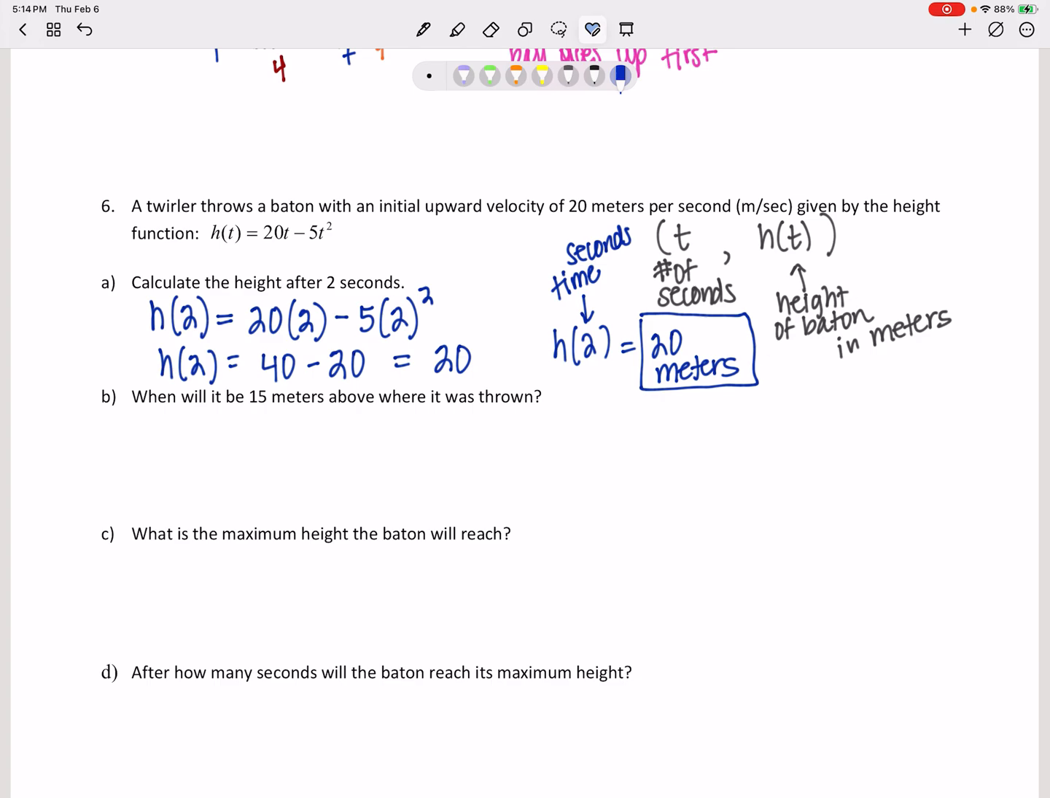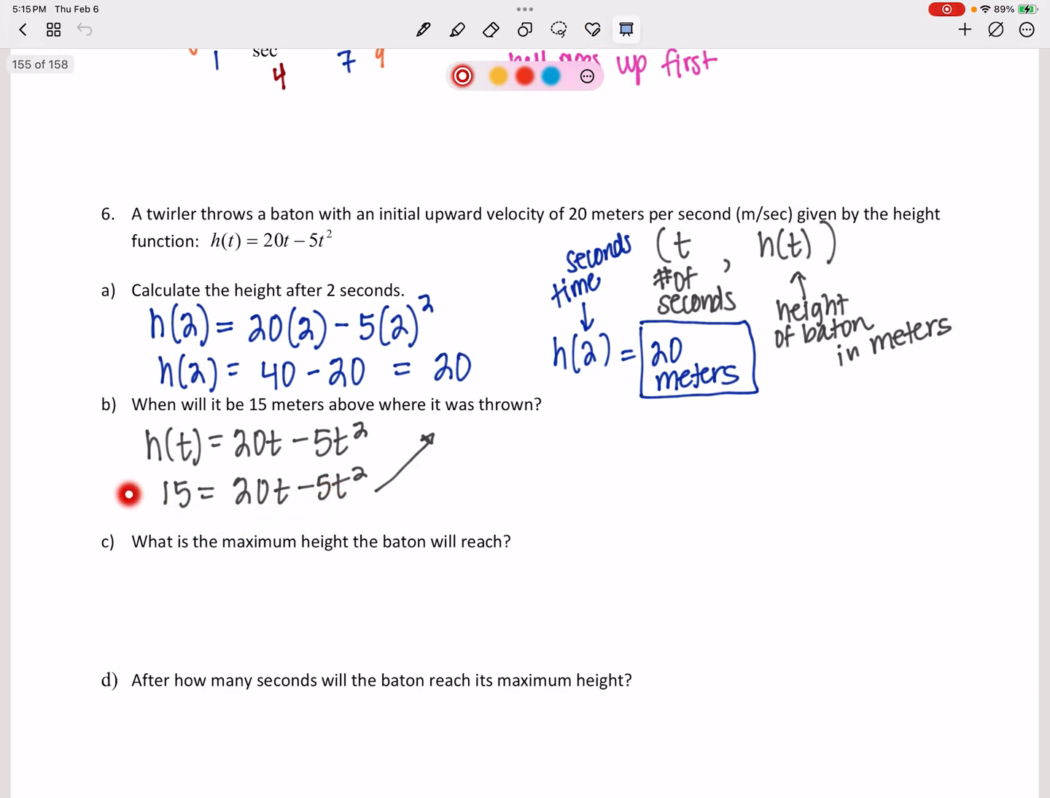When will the baton be 15 meters above where it was thrown? We know that h of t equals 20t minus 5t squared. 15 meters is the output. So 15 meters is the height. So in place of h of t, I'm going to put 15. Now I'm going to move everything over to the left-hand side and set the equation equal to 0. So I'll be adding 5t squared over and subtracting 20t. So I add 5t squared, I subtract 20t, plus 15 equals 0.